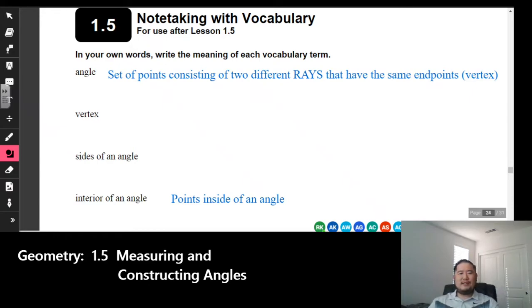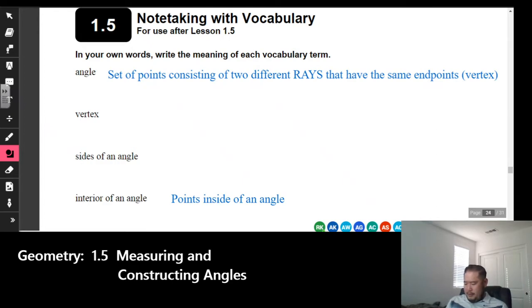Alrighty, let's take a look at section 1.5 right here, which is measuring and constructing angles. A lot of information, as always, coming right at you. So let's get started. Let's take a look at the first term here. The first one is an angle, which is a set of points consisting of two different rays that have the same endpoint or vertex.